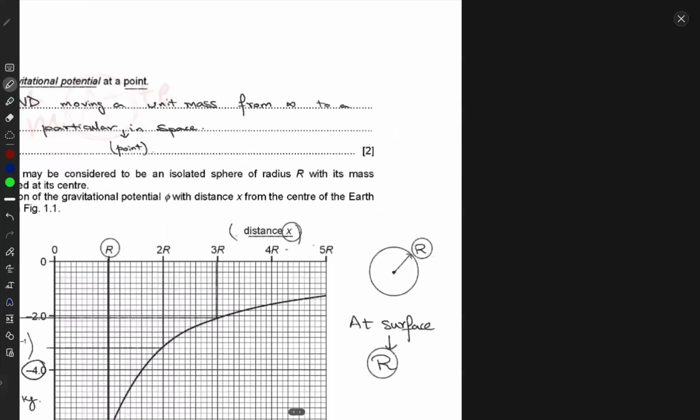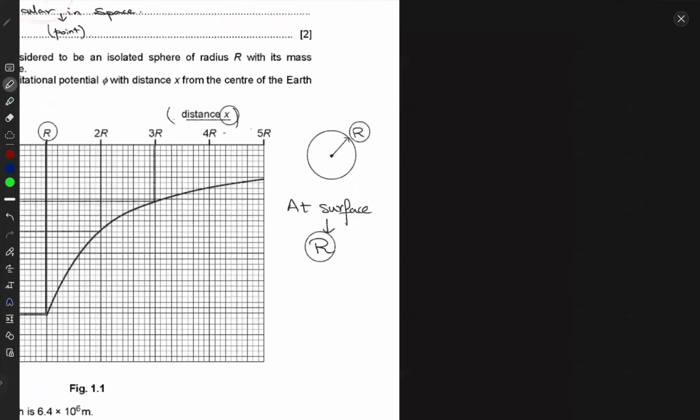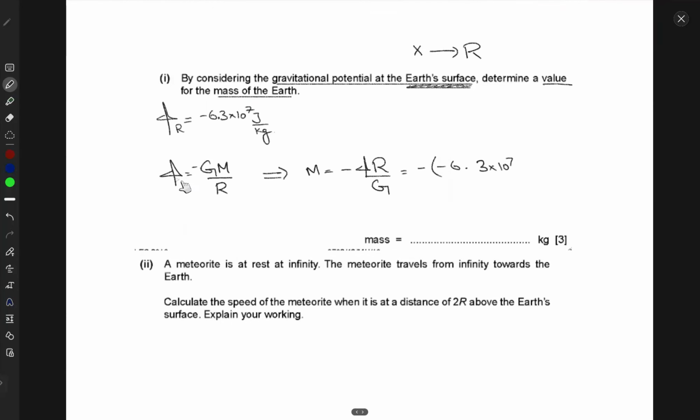So what we did was we looked at this graph. Wherever on the x-axis we have r, we drew a perpendicular line until it touched this point on this curve that you can see over here with this black line. And then we read off the value for potential. We found it to be equal to minus 6.3 times 10^7 by just reading it off this graph. So that's the value for potential. And we know that potential is written as minus GM by r.